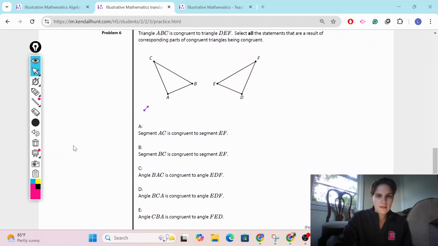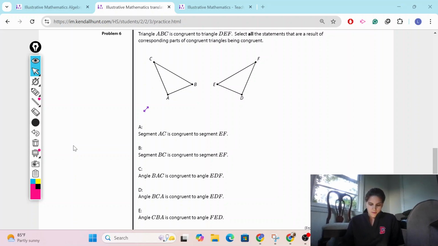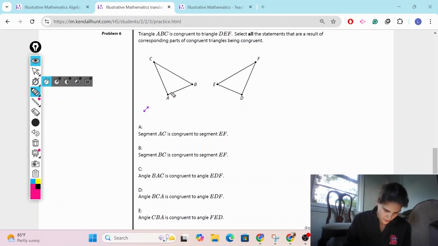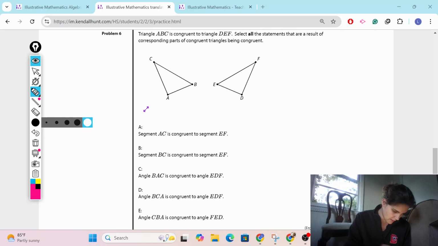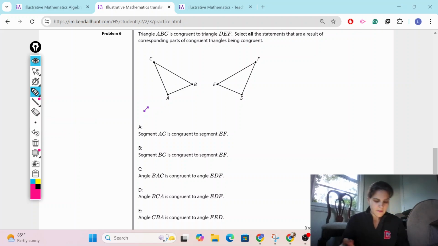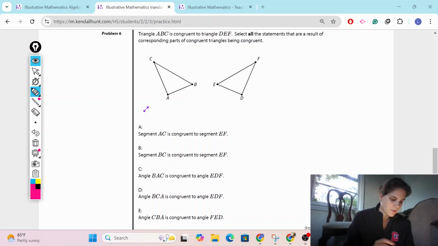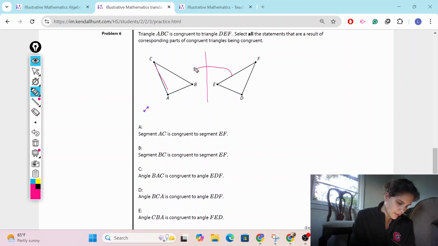Triangle ABC is congruent to triangle DEF. Okay, so ABC, DEF. Select all the statements that are a result of corresponding parts of congruent triangles being congruent. Is AC congruent to segment EF? I already noticed that this is like a reflection here, which helps me figure out which sides are corresponding. AC, EF. Well, AC matches up with DF, so nope.